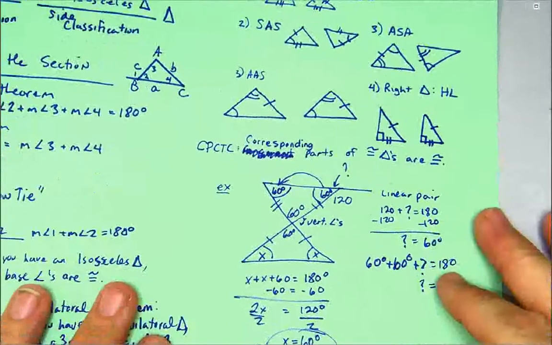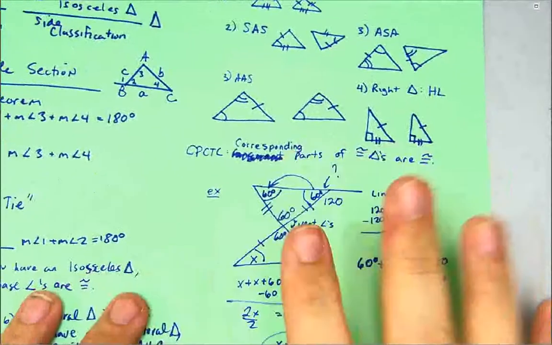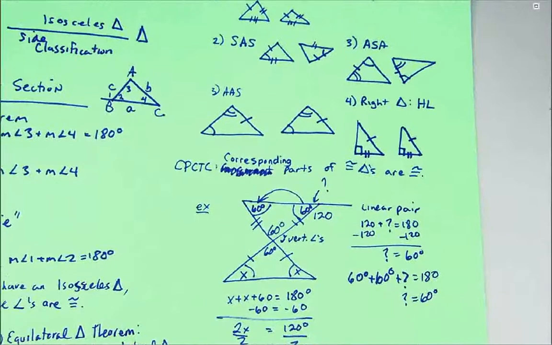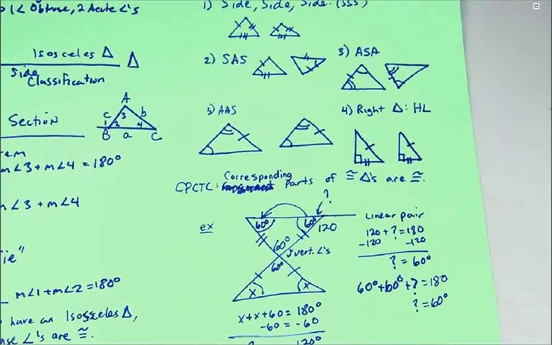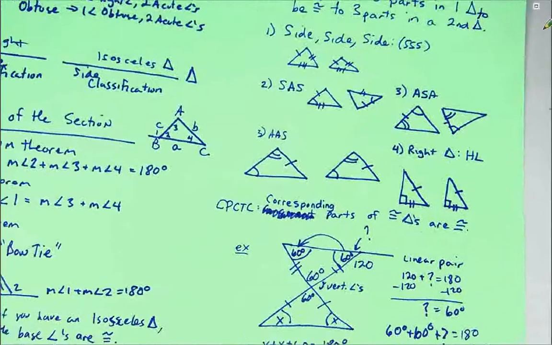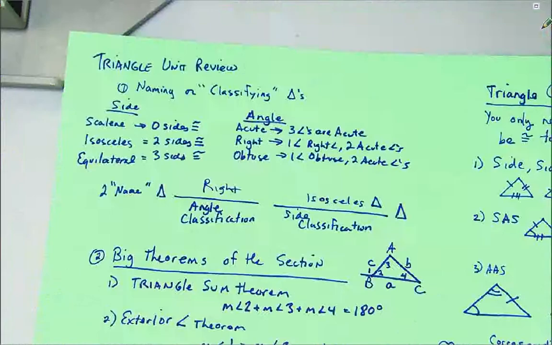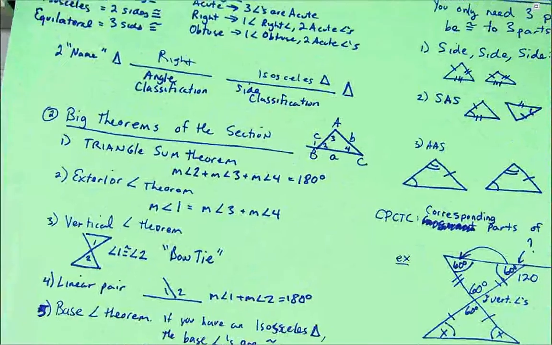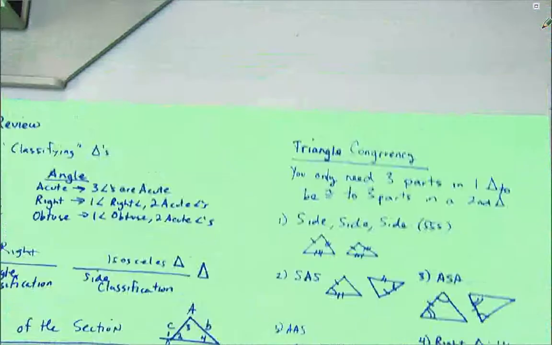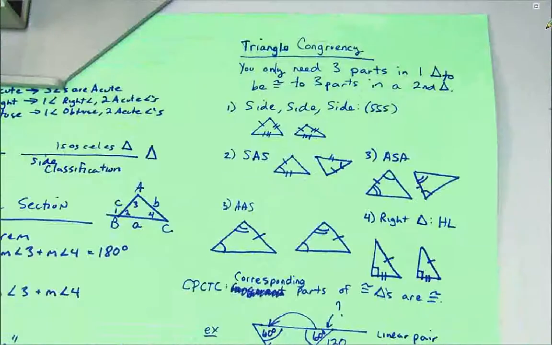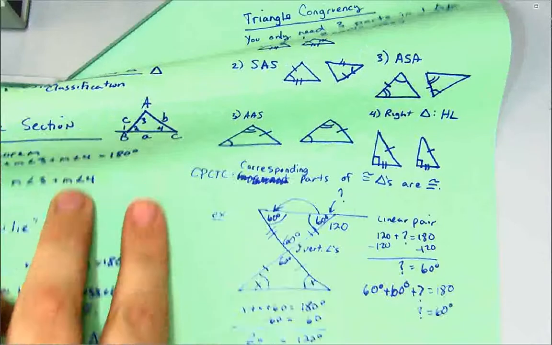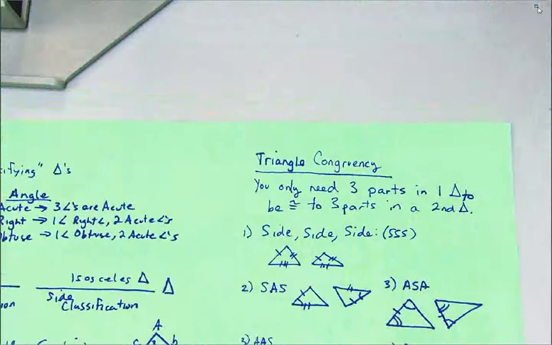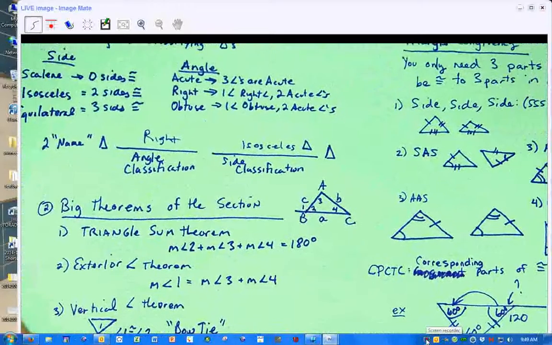We have some time, mostly in class. We'll do some examples tomorrow, but this is a good explanation of what is actually kind of going on with the different theorems that are going to be talked about on the test. So, know how to classify, know how to apply your theorems, know the triangle congruency theorems and CPCTC, and then know how to put it all together to find x. So, there's your triangle review. If you got any questions, come and see me.